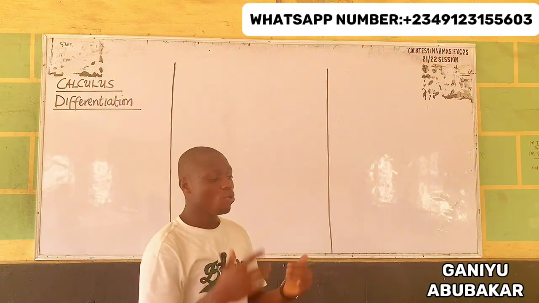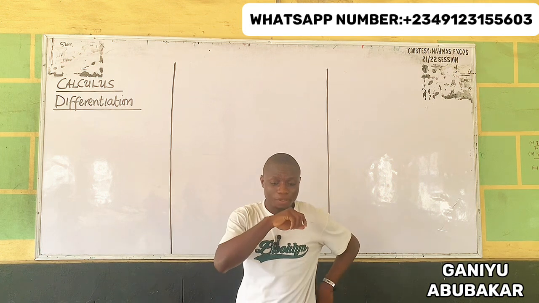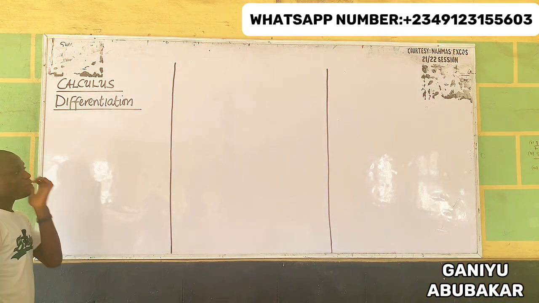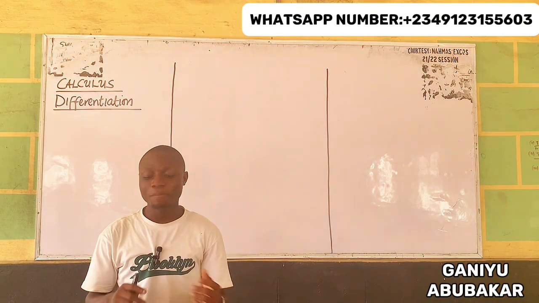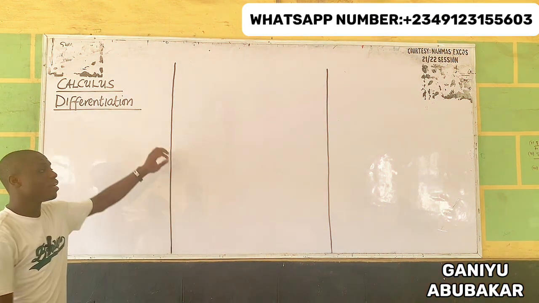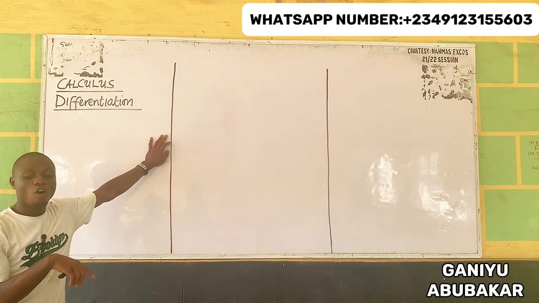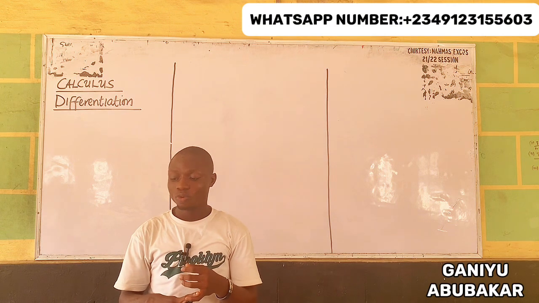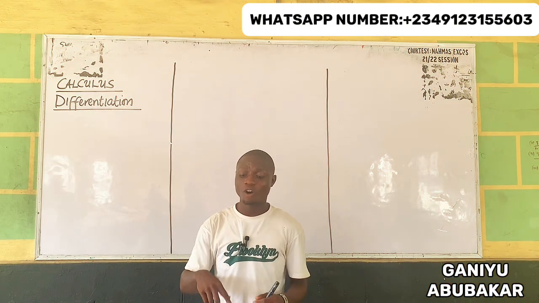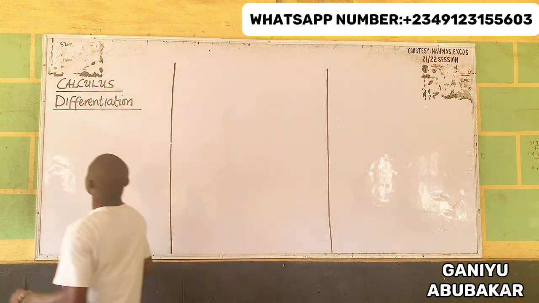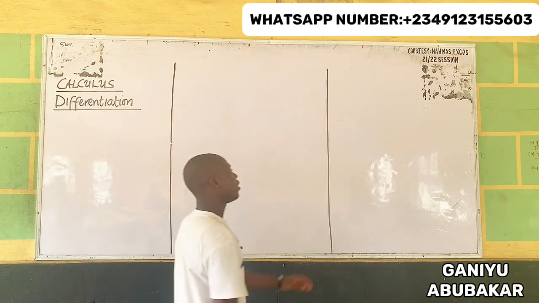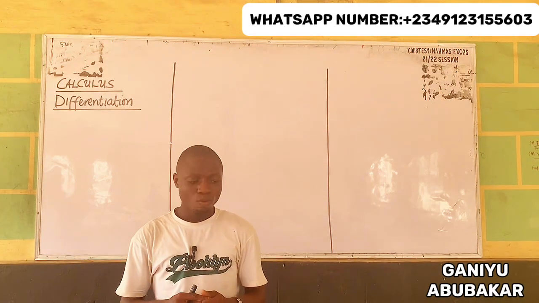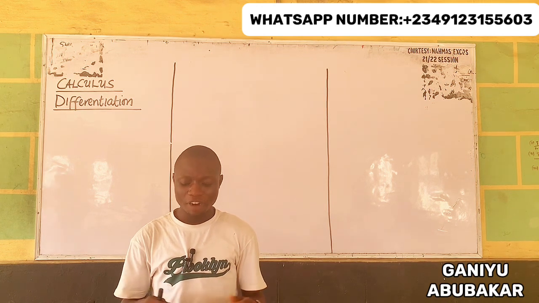So let's start with differentiation. What is differentiation? Definition: differentiation can be defined as the change in a parameter or variable with respect to another parameter or variable.